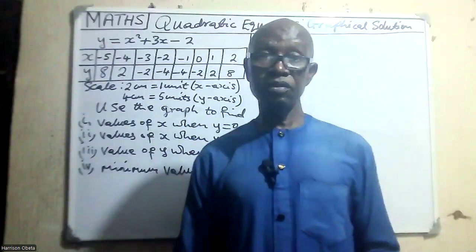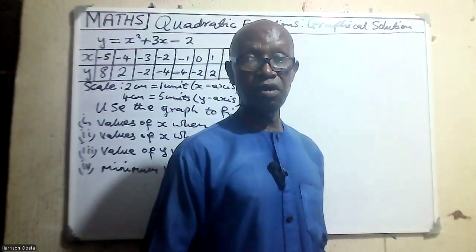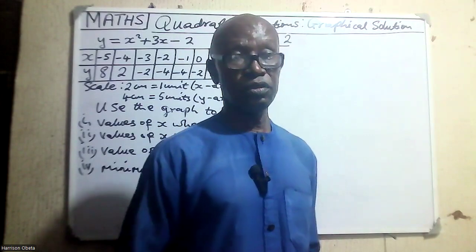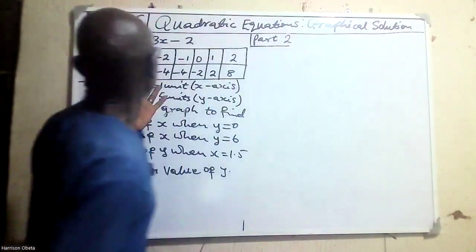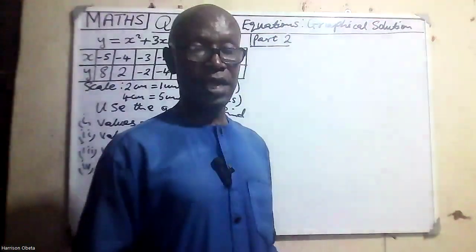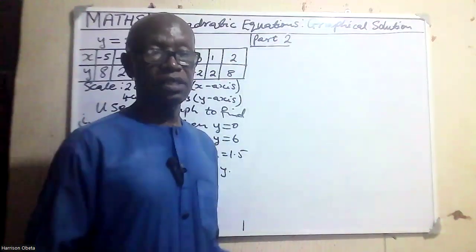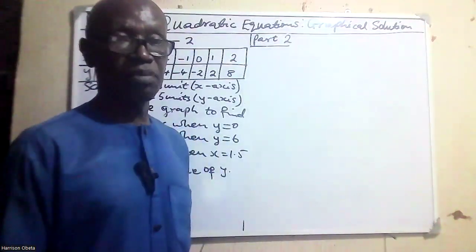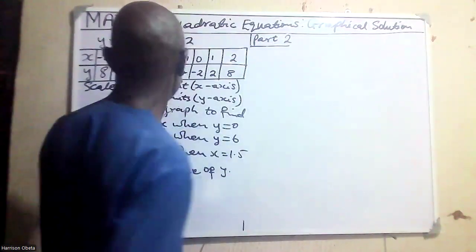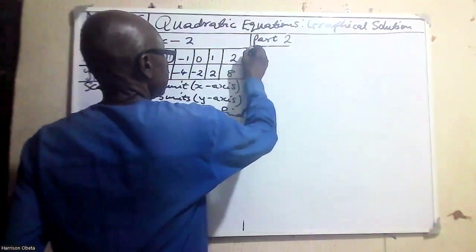Hello and welcome back. We are about to plot the graph of the table of values we formed in the last video, so you can see it. We are plotting x against y, so we need to have both x and y axis. Then I will go ahead and plot the graph and then answer the questions. So let's start.